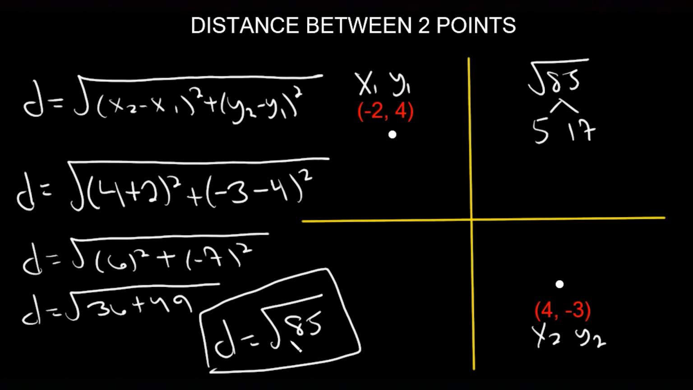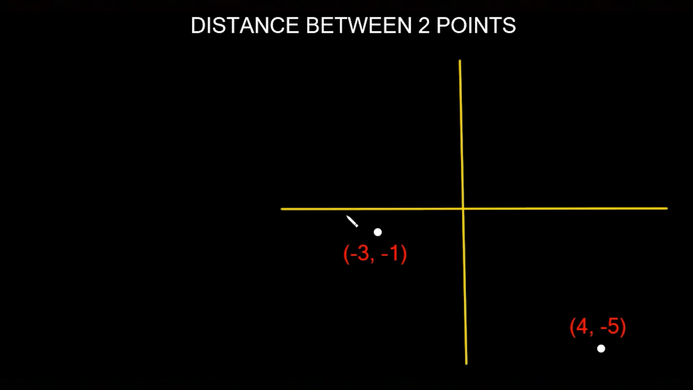All right, let's try one more example. So here's our next example. And on this one, I'm not going to write the distance formula. Okay, we're just going to go for it. So I'm going to call this point here x1, y1, and I'll call this point here x2, y2.